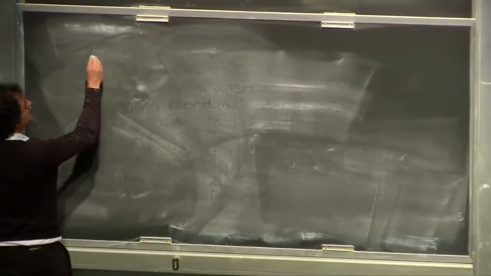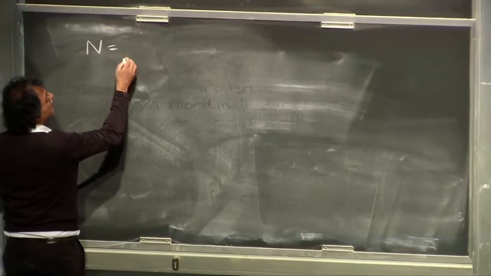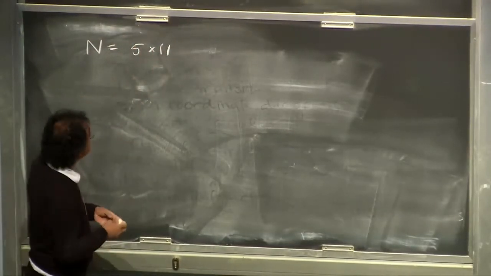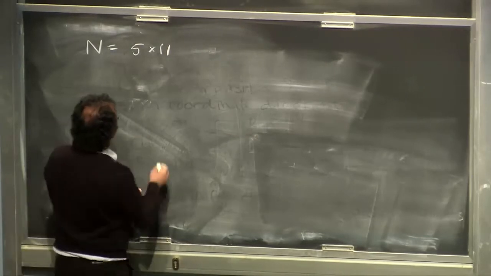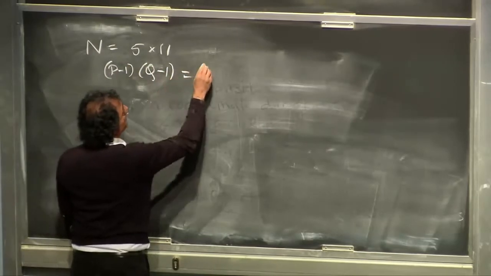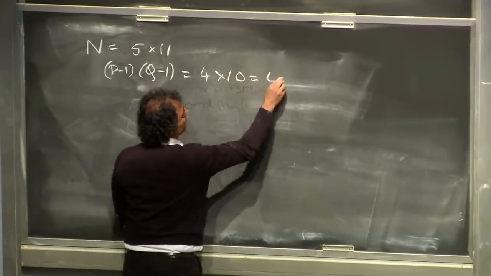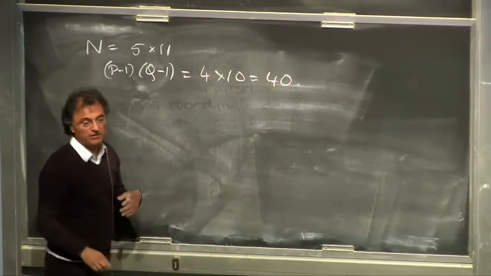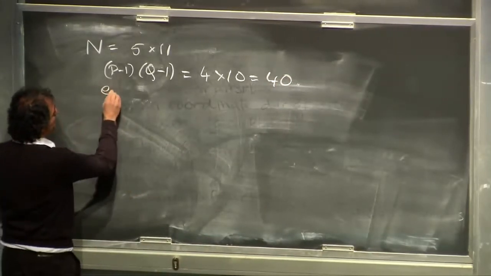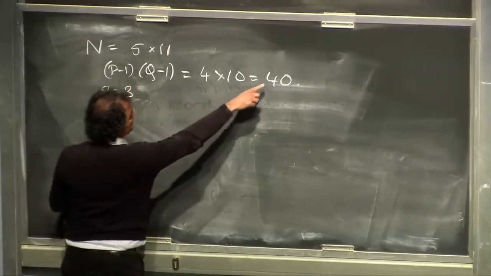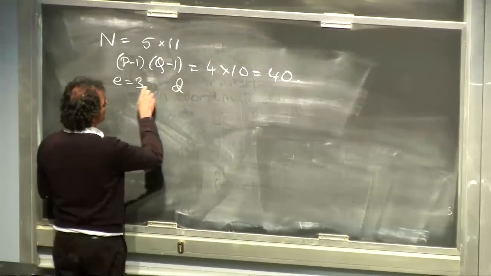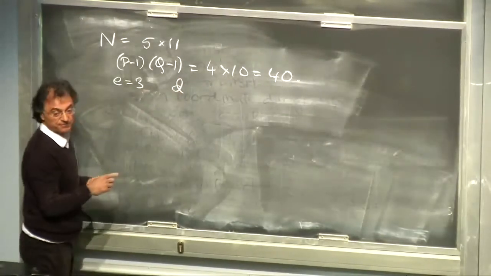So just as an example, we could have n equal to 5 times 11. So this is what Alice might choose. So p minus 1 times q minus 1 is 4 times 10, which is 40. And now she needs to pick an encryption exponent and a decryption exponent. So she might pick e equal to 3 because it's relatively prime to 40. And then what does she choose as d? d is equal to 3 inverse mod 40.